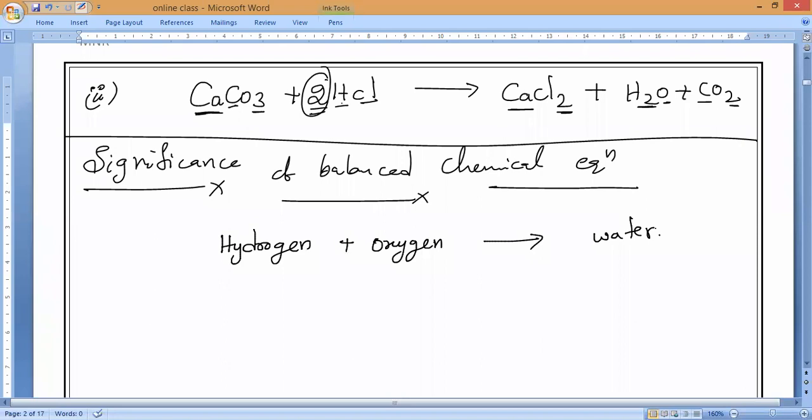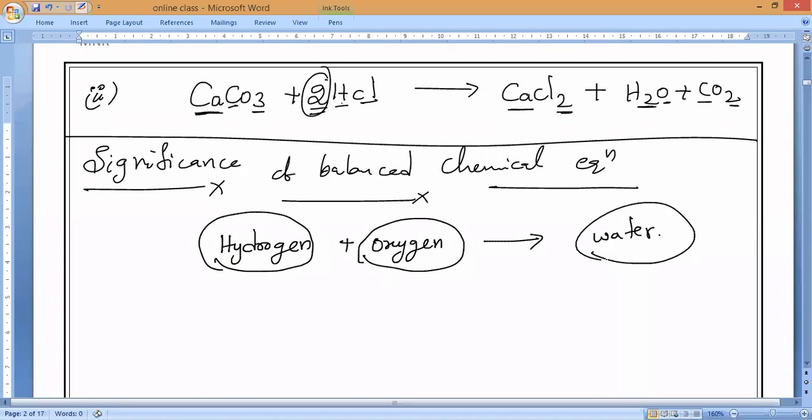No, sir. We are not getting any information about how many atoms of hydrogen are involved here, how many oxygens are involved here, how many molecules of water are formed. We don't know. We are not getting any information while we are writing the word equation. So that is why we are modifying the word equation into a symbolic equation.